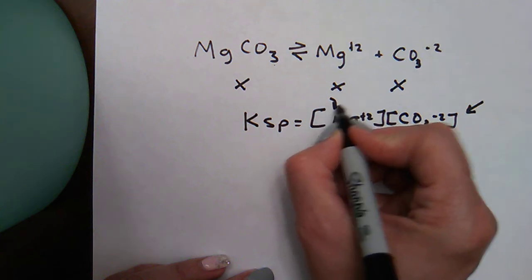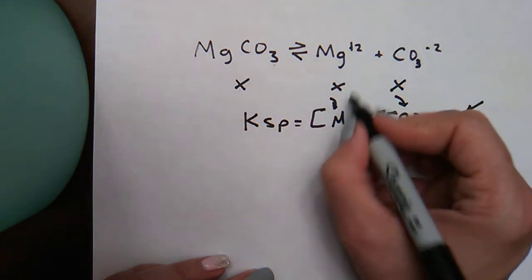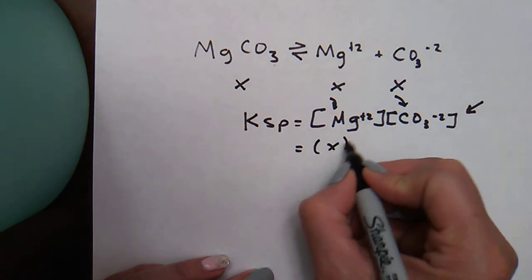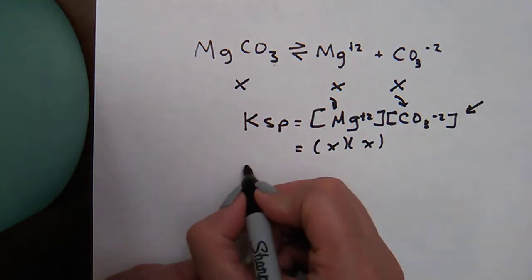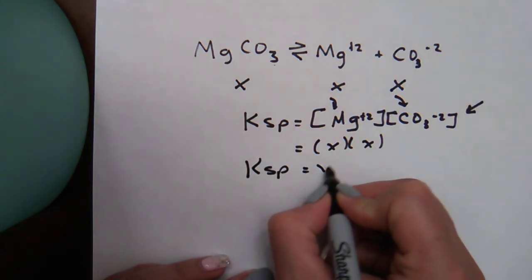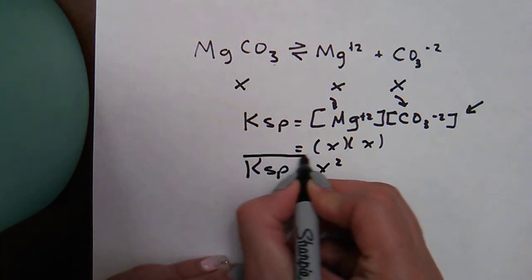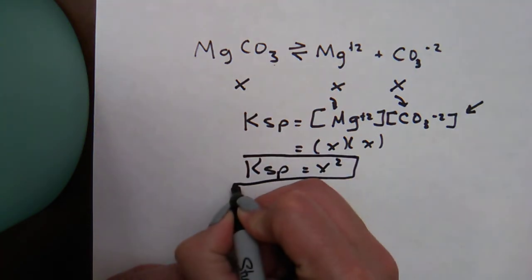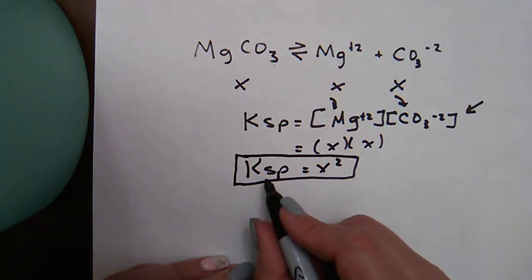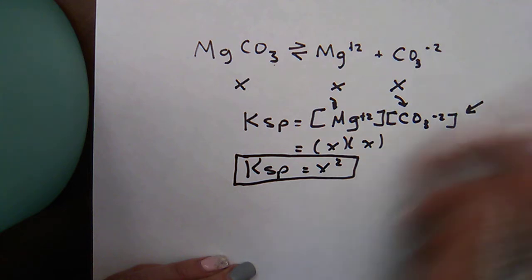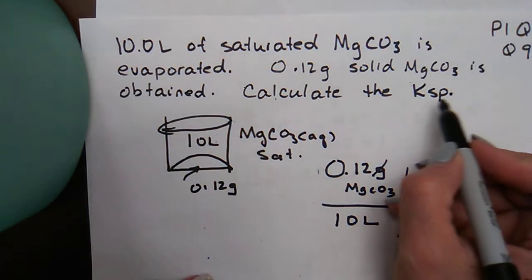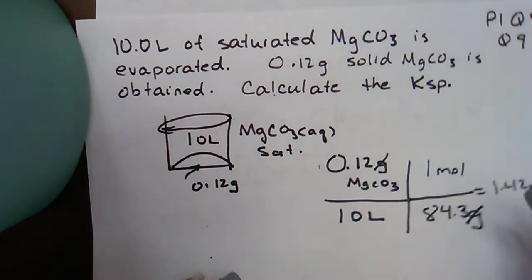And now we're going to substitute the concentration of magnesium we said was X. The concentration of carbonate here we said was X. So my very simple math expression, KSP, is equal to X times X, or X squared. So this now is my simple math expression that I can use to calculate either KSP or X. Now in this question that we were given, it says find the KSP, so I now know X.